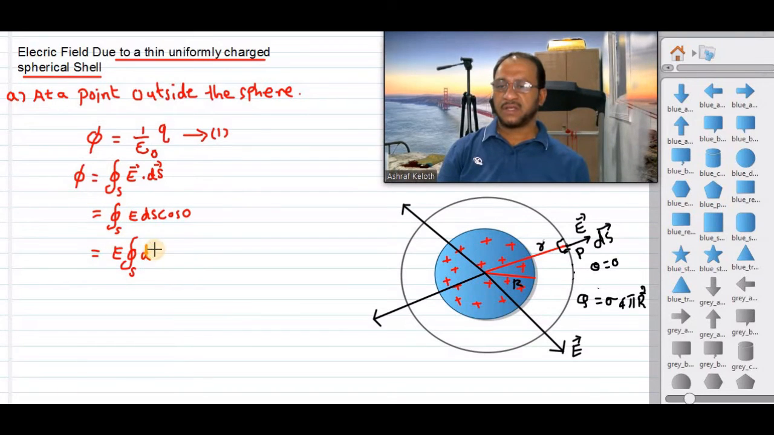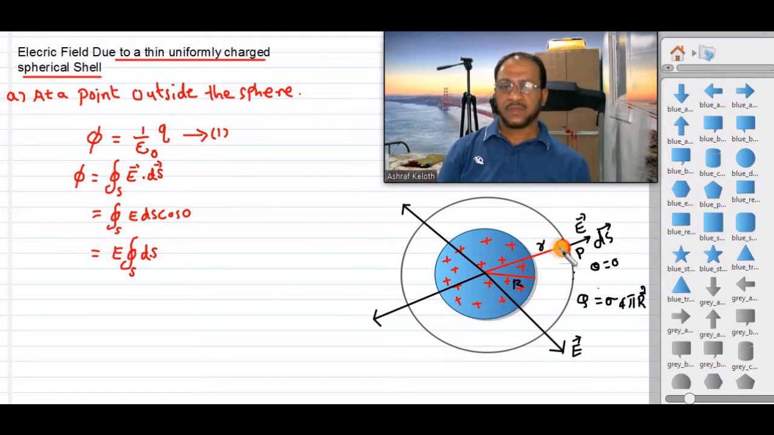If you integrate ds over the closed surface of the imaginary Gaussian sphere, it means we are considering this imaginary Gaussian spherical surface divided into an infinite number of ds areas and adding all of them together. That is the meaning of the integral of ds over the closed surface. So what will be the answer if you integrate for this imaginary surface having radius small r? Remember, the radius is small r.